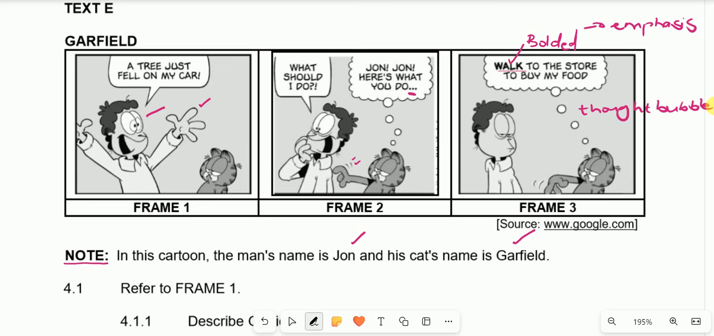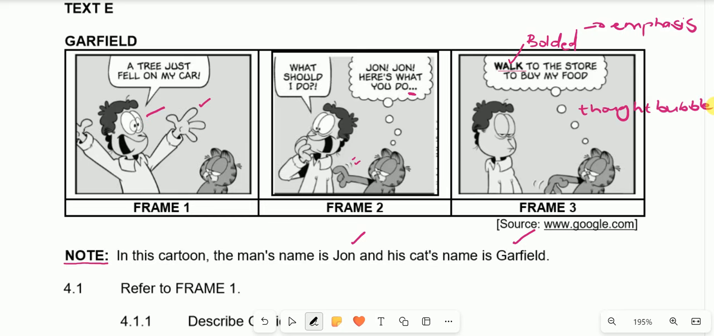And then in the second frame, he's further asking, what should I do? He's still sustaining the same excitement, with key reference to facial expression, because the mouth is still wide open and the eyes are still wide open. And then here now, Garfield came up with a solution to say, John, here's what you do. Walk to the store to buy my food. It's a humorous cartoon. This is a very funny cartoon, because John wanted to run away from the fact that he needed to go and buy Garfield's food, to say, I can't go because guess what happened?